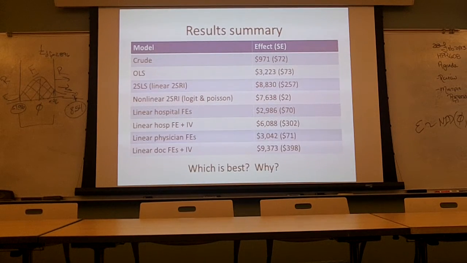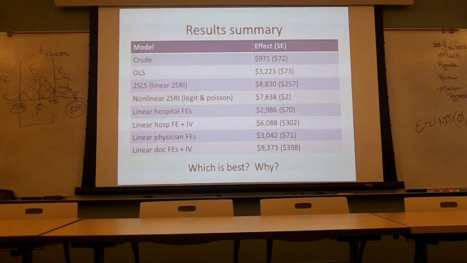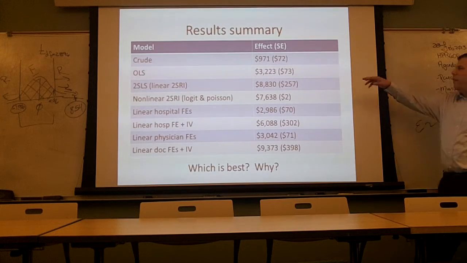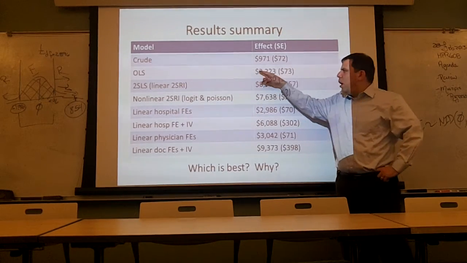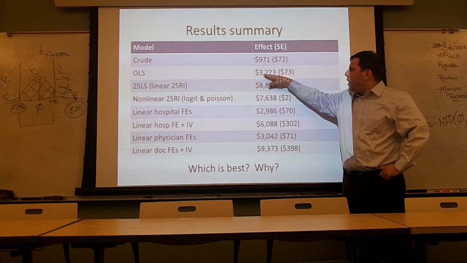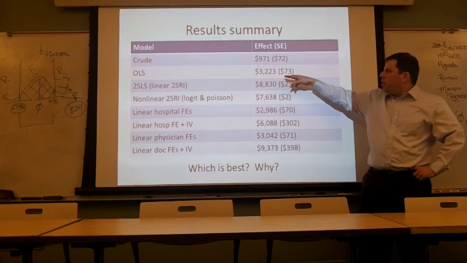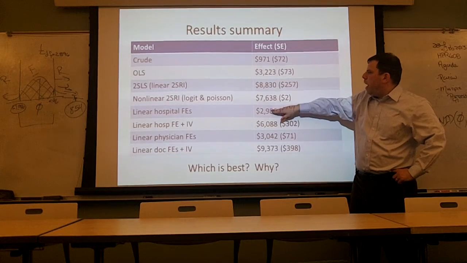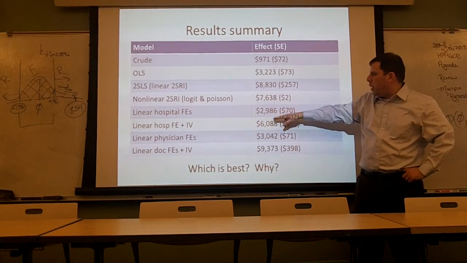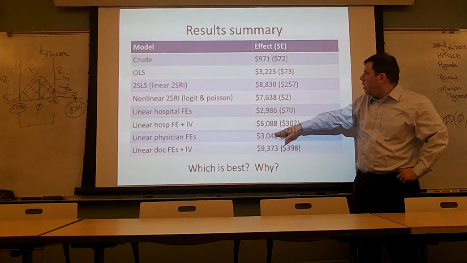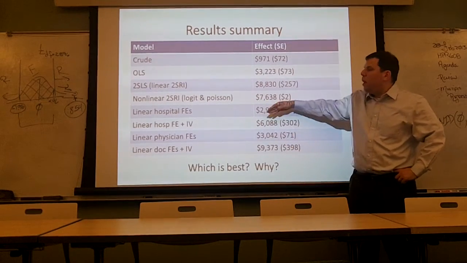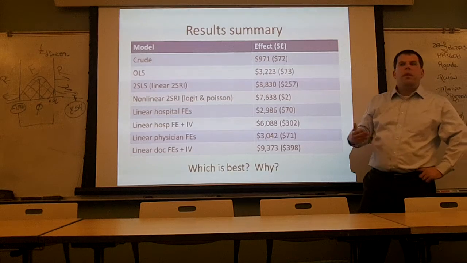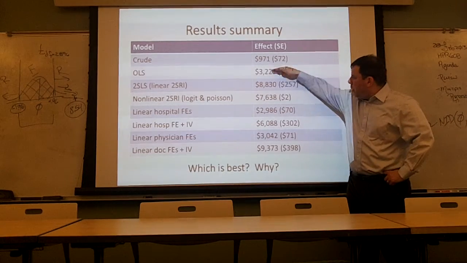When we put these all together, what do we got? So this is the range of results. Our crude estimate was about $1,000, controlling for nothing. As soon as we control for observables, we get a $3,000 difference. When we control for observables and hospital fixed effects, about $3,000. Observables and physician fixed effects, about $3,000. A little bit different, but by and large, you see the scale. When we control for all those things, they're in the $3,000 range.